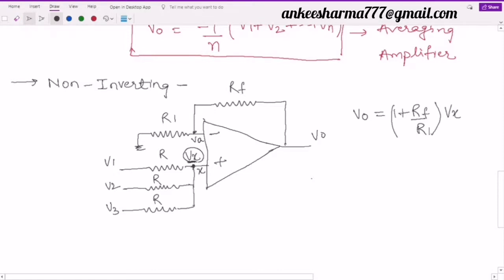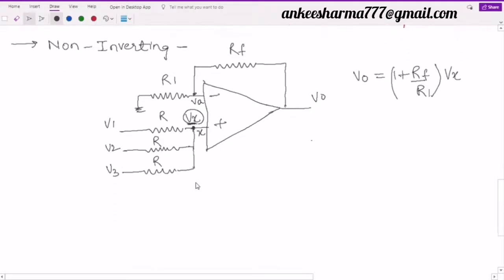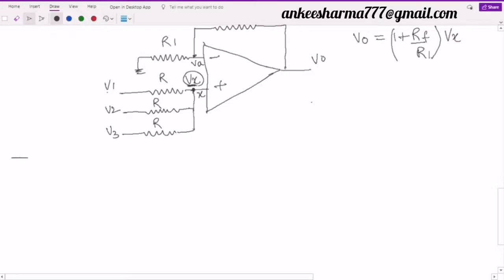So how will we find the Vx voltage? To find the Vx voltage, I will make use of the superposition theorem, because you can see here we have more than one voltage, right? So I will take the case where only one voltage will act and the rest of the voltages will be connected to ground. To understand that, I will draw a diagram. Let us assume the voltage at the X terminal, or simply the non-inverting terminal.